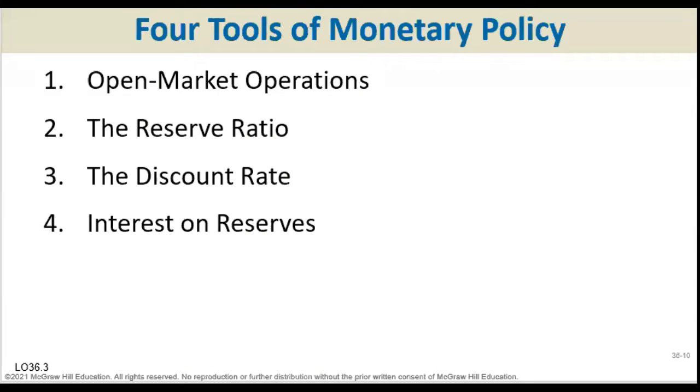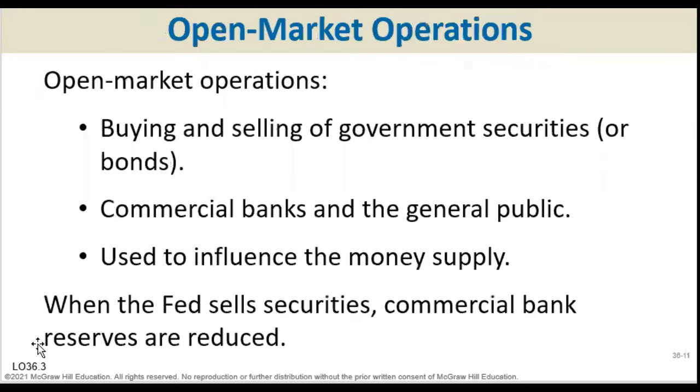The tools of monetary policy, and we will elaborate on each one of these four tools that we have over here. The first one being the open market operation, then the reserve ratio, the discount rate, and interest. The latest one is interest on reserves. So what is the open market operation? Open market operations are used by the Fed to increase or decrease the commercial bank reserves available, which in turn will affect the amount of money available in the economy.